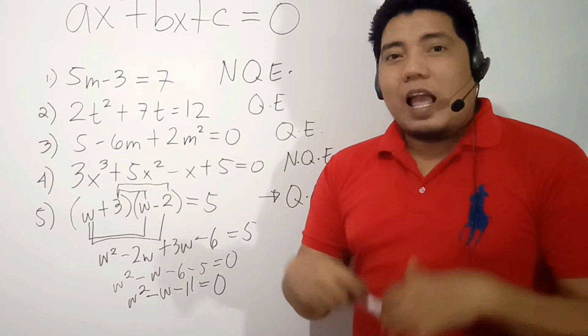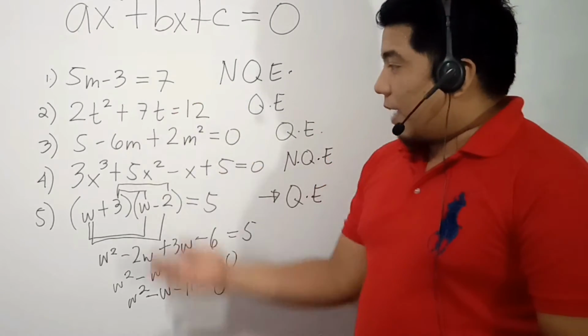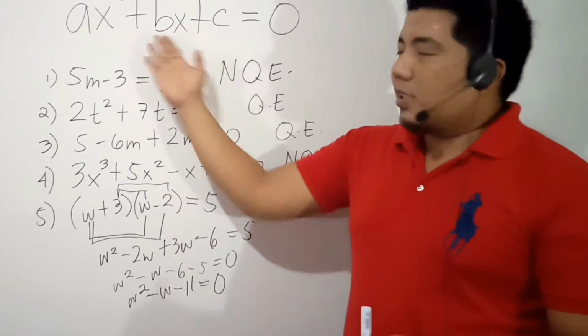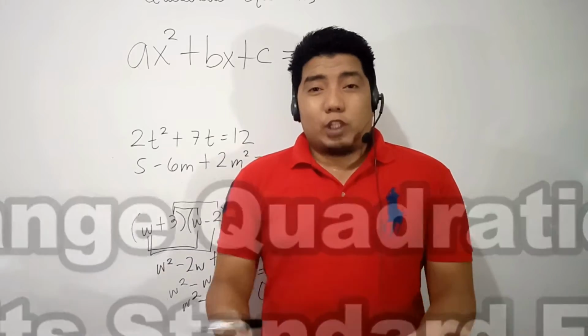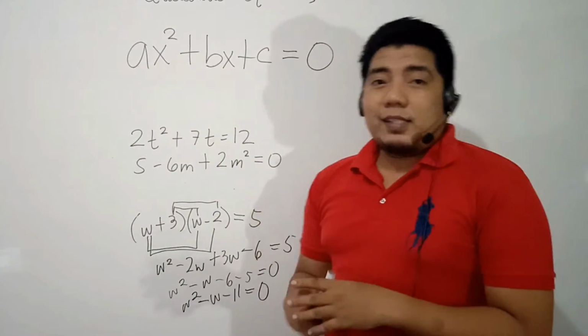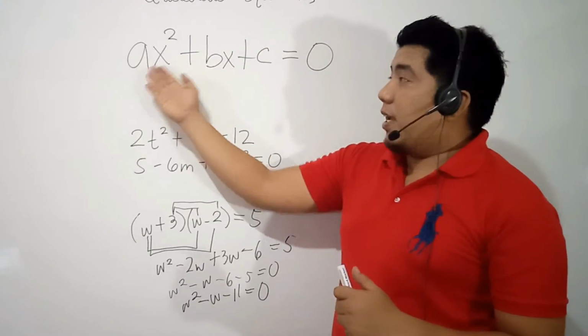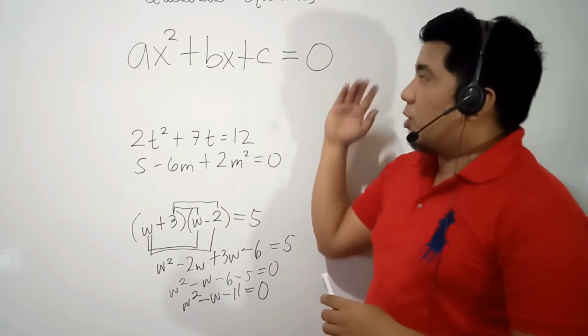Now, let's consider how to arrange quadratic equations into standard form. Now, how do we arrange our quadratic equations into standard form? Remember that the standard form is given as ax squared plus bx plus c is equal to 0.